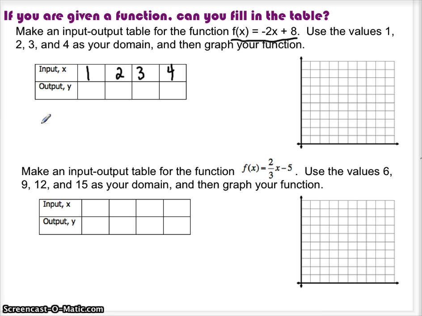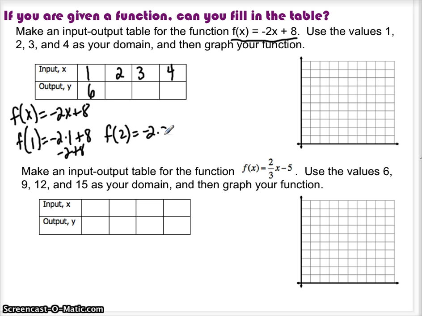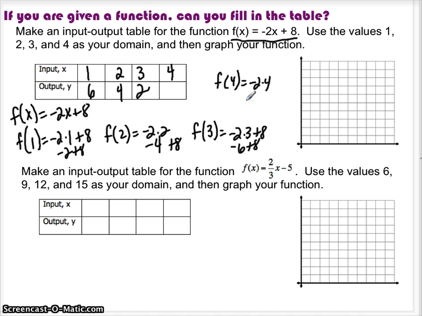So to fill in the table, if we know that f of x equals -2x plus 8, and our x is 1, so f of 1, -2 times 1 plus 8. That's -2 plus 8, which is 6. Then we have f of 2, -2 times 2 this time is -4, plus 8 is 4. And then f of 3 is -2 times 3, plus 8. -6 plus 8 is 2. And then f of 4, -2 times 4 is -8, plus 8 is 0.